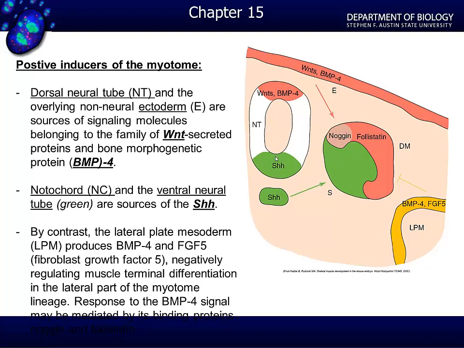They are going to be secreting sonic hedgehog. Remember, we saw Indian hedgehog before. Well, here's sonic hedgehog again, and it's going to have a positive influence on the sclerotome. Now, this is going to help to distinguish our myotome from the sclerotome.